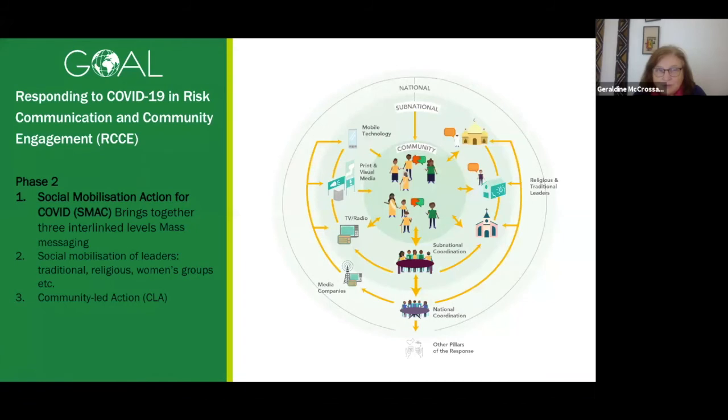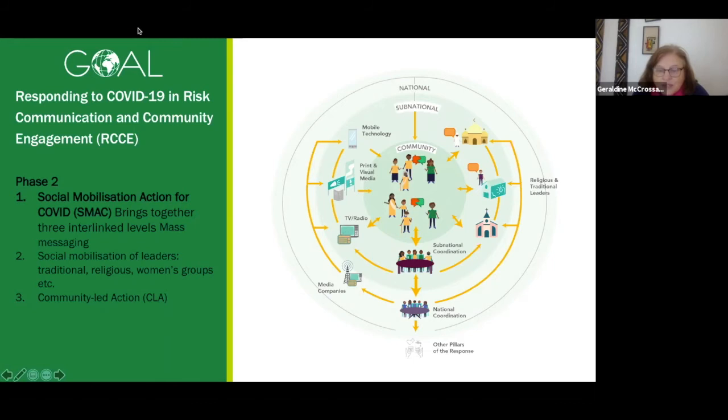And then where possible, we do in-person training of community mobilizers. The mobilizers vary from community health workers to members of village health teams to volunteers who live in the community, and they facilitate the community discussions where they live.